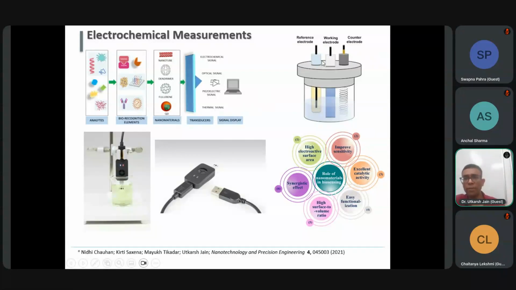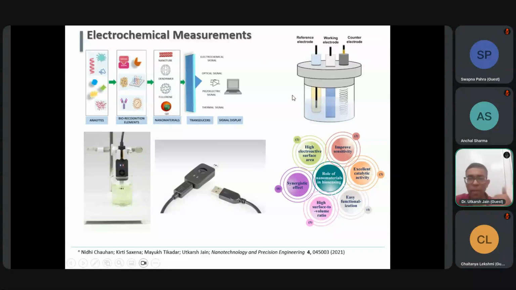There are 2 types of electrode systems, and 4 types as well. But we usually work on the 3 electrode system, where the working electrode, reference electrode, and counter electrode are embedded in the system. The coating of biorecognition elements and the nanomaterials we do on the working electrode, because this is the one we need to focus on, where we have all the coating and the possibility to get the signal.